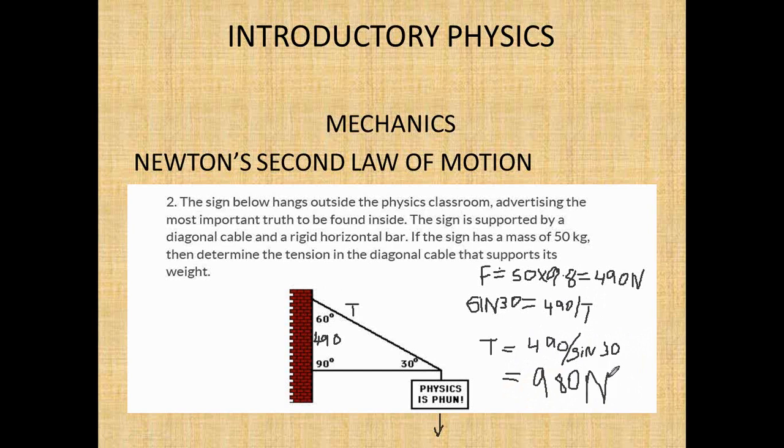Okay, so the tension is 980 newtons. The weight of the sign is going straight downwards. Only the vertical component of this tension is going to support this weight going straight downwards. So the vertical component is equal to the force due to gravity of this sign. So you just use trigonometric functions to calculate that.